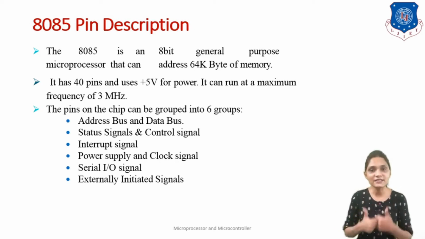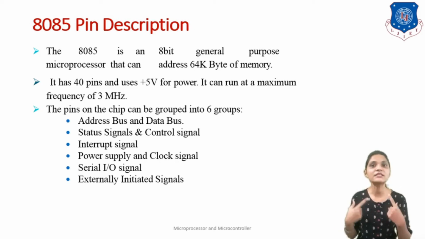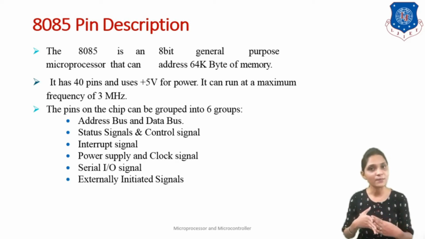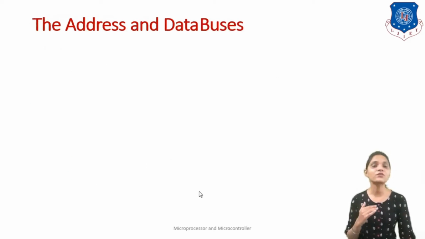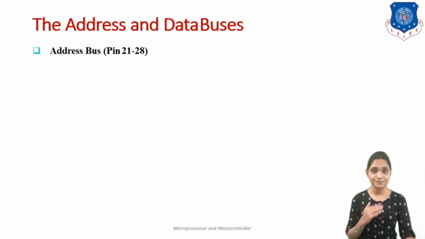These pins are divided into 6 groups. These are the address bus and data bus. Second is the status signal and control signal group. Third is the interrupt signal. Fourth is the power supply and clock group. Then the serial IO signal group and externally initiated signals. We will see each and every group one by one. So first we will start with the address and data buses.